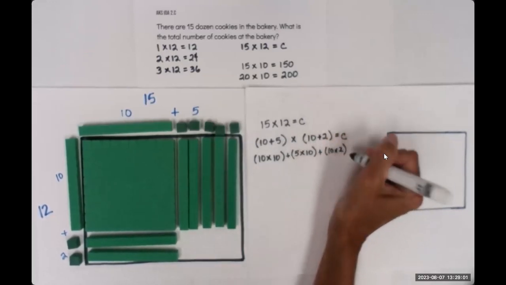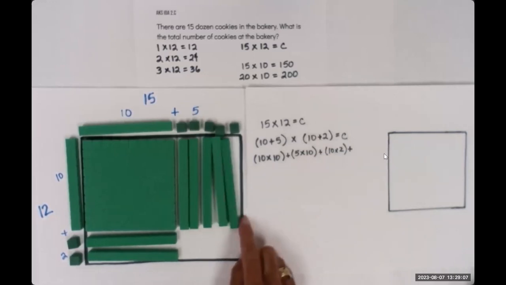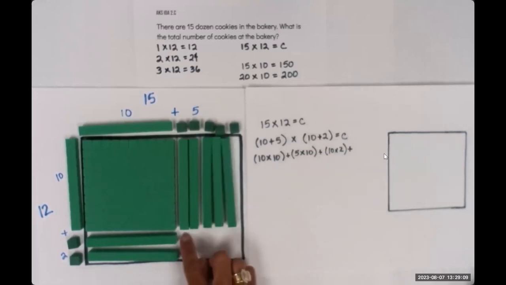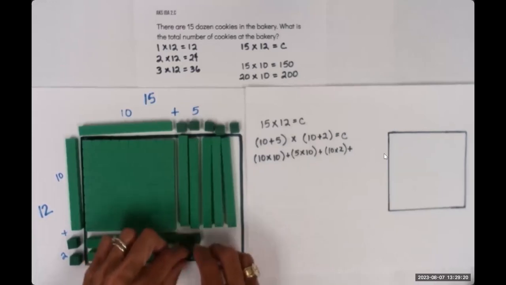I've got 10, 2 times. And I've got one more area here. There is again a length of 5 and a width of 2. So 5 groups of 2, or 2 groups of 5, is 10. So I'm going to fit these in here.